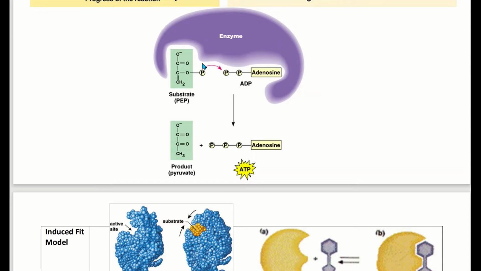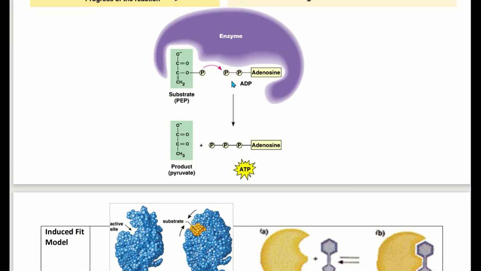So sekarang kita nak remove phosphate. Kita nak buang phosphate ni. Kita nak bagi phosphate ni dekat ADP, so dia akan jadi ATP. So yang ni produk nanti you dapat pyruvate dan ATP. You dah transfer P bagi dekat ADP. Ni akan jadi ATP. Yang ni tinggal pyruvate.